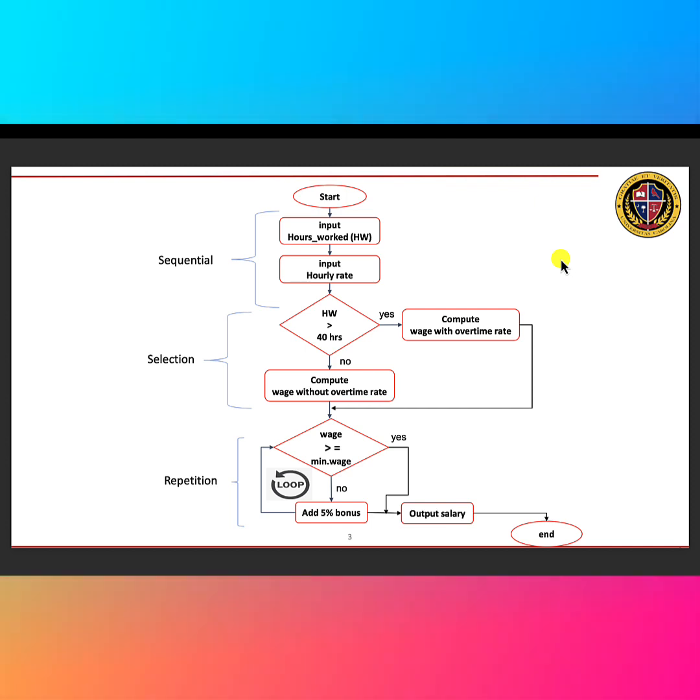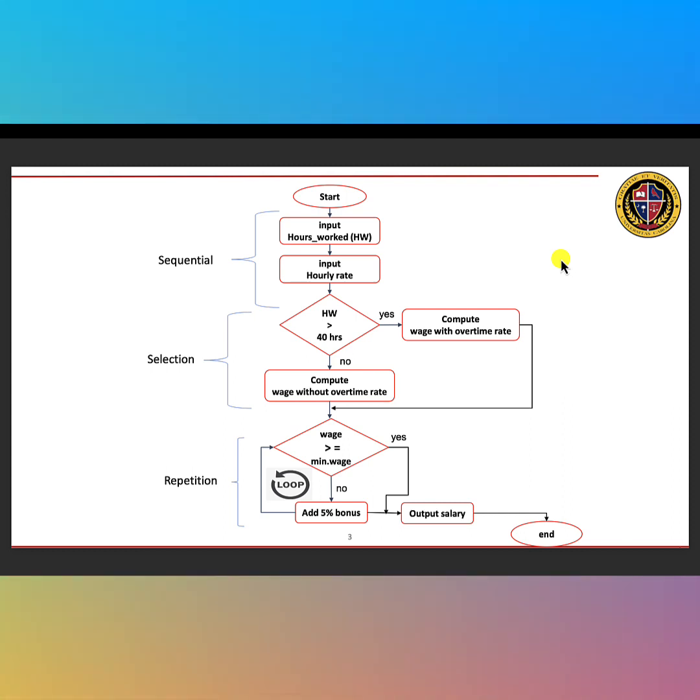Then we get to the next stage where in the company, they have to make sure that every employee earns more than the minimum monthly wage. In that case, the computed wage will be compared to the minimum wage. If it is less than that, we add 5% bonus. If it is more than that, then we just output or print out the salary of the employee.